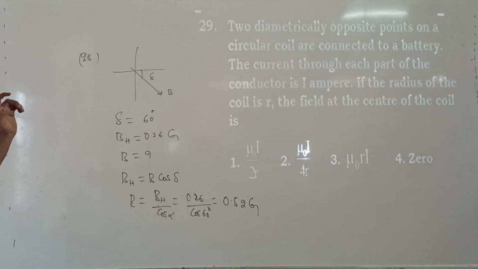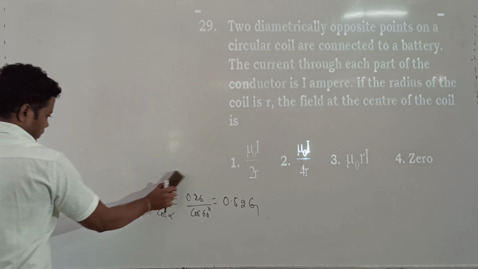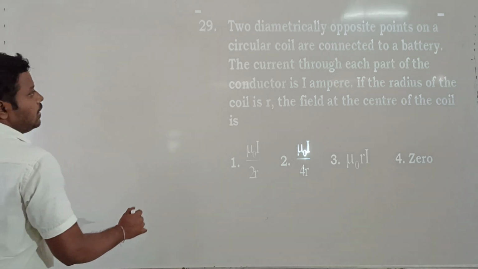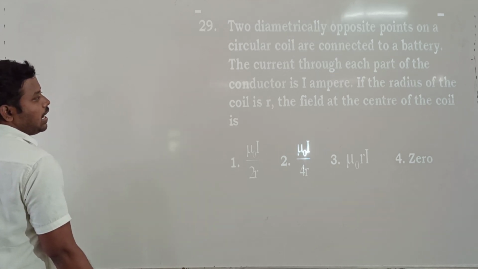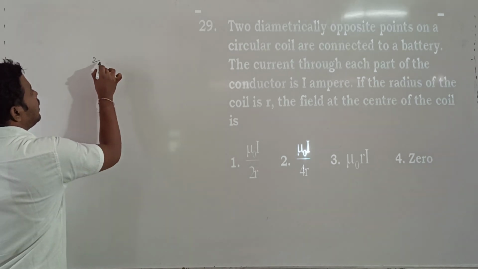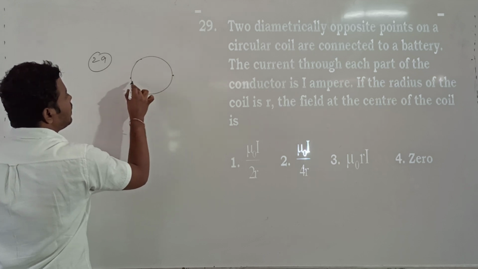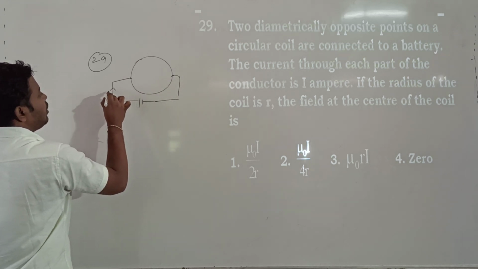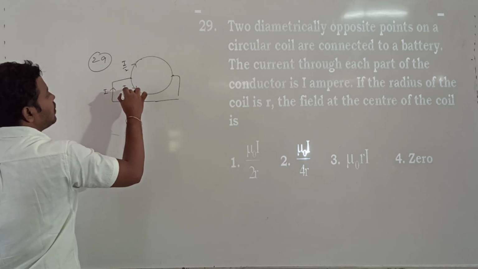Next one. Question number 29. Two diametrically opposite points on a circular coil are connected by a battery. The current through each part is I ampere. If the radius of the coil is R, what is the field at the center? This is magnetic effect of electric current. One circular coil is given, and two diametrically opposite points are given. Now they connected a battery across these two. The total current value is I. Current will be divided equally, so this value is I by 2 and this value is I by 2.